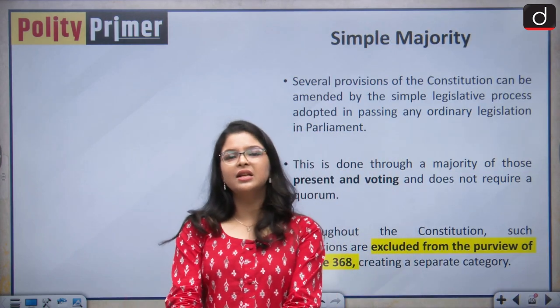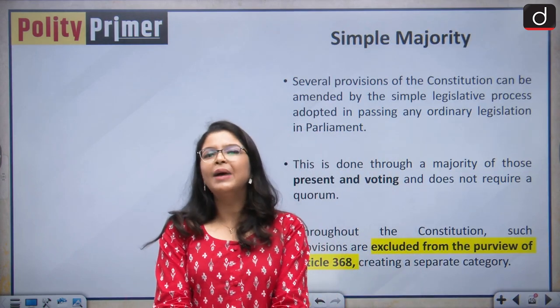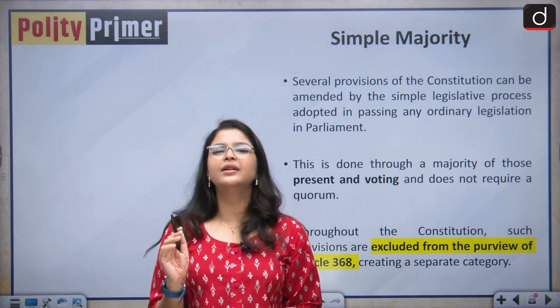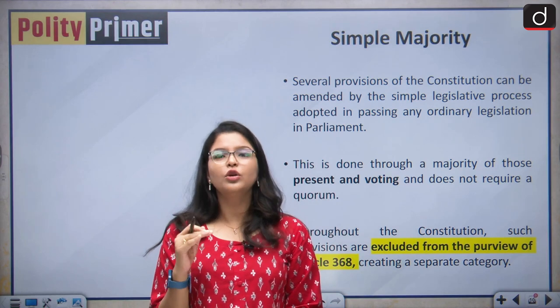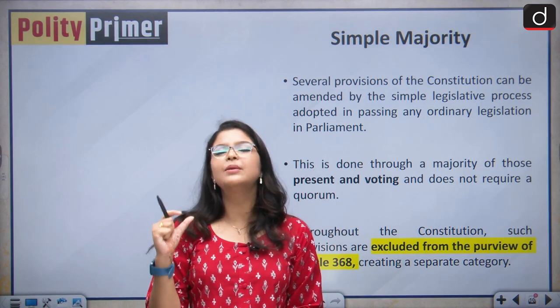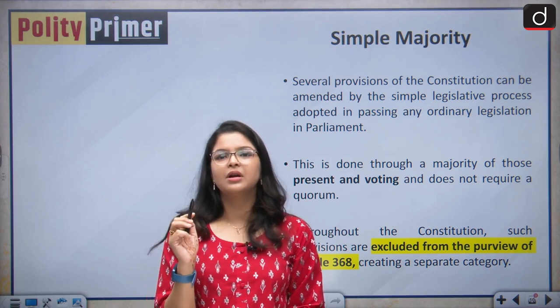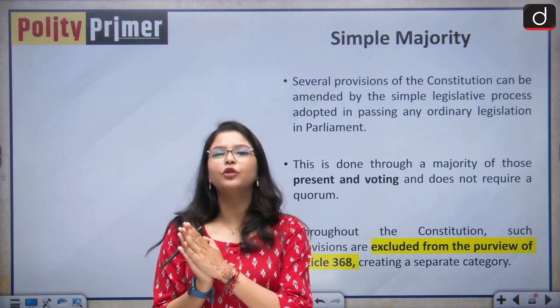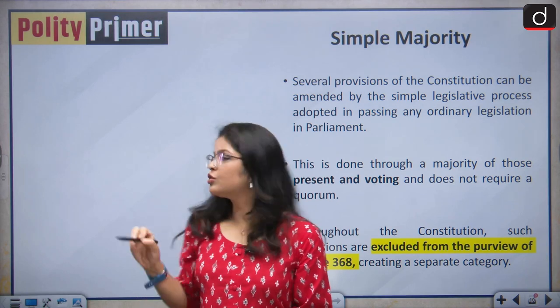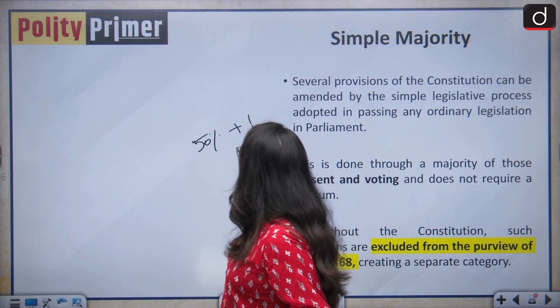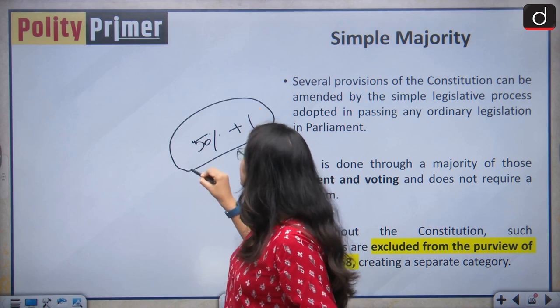To understand this concept in simple terms, imagine hypothetically that parliament is a classroom and there are 100 students in the class. So what do we understand by this quorum or simple majority? That 50% of the members who are present and voting plus 1. So 50% plus 1, and this is known as simple majority.